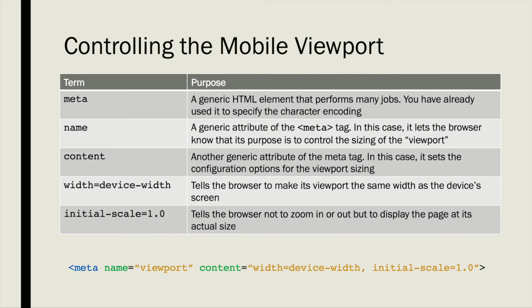The first value of content is width equals device width. That's two words separated by a dash. This tells the browser to make its viewport the same width as the device's screen. And the initial scale equals 1.0, again that's two words separated by a dash, tells the browser not to zoom in or out, but display the page at its actual size, in which case that is the media query.